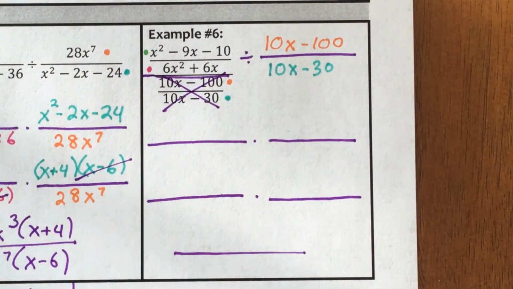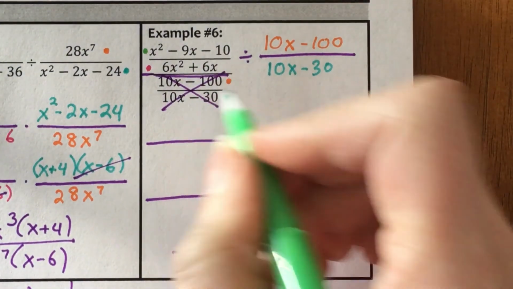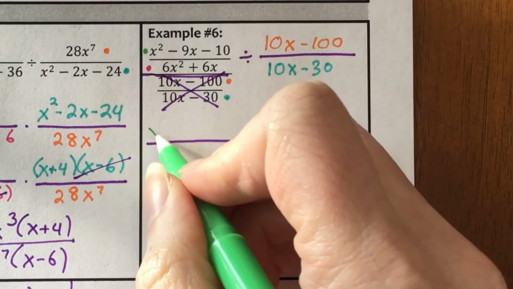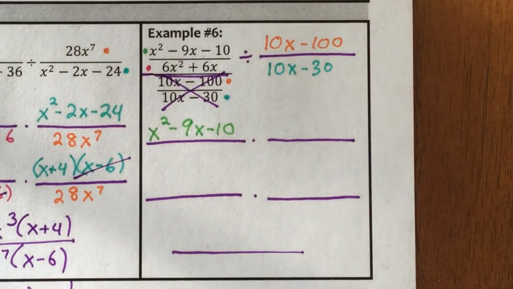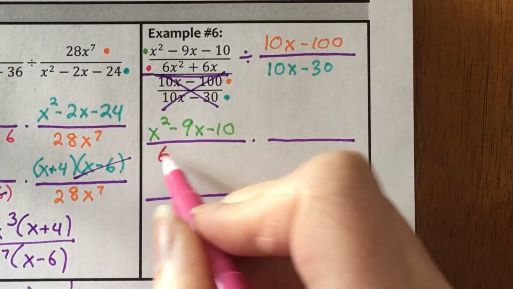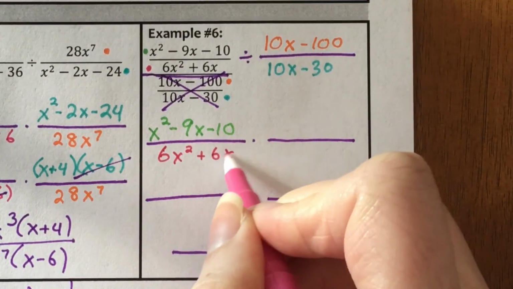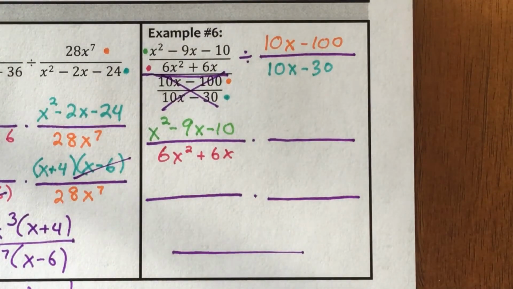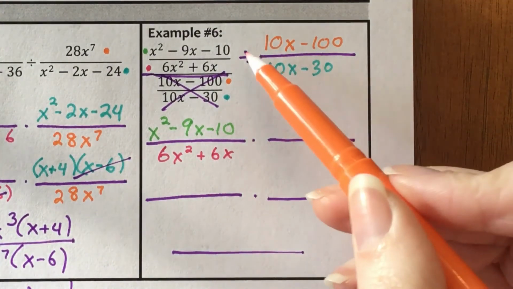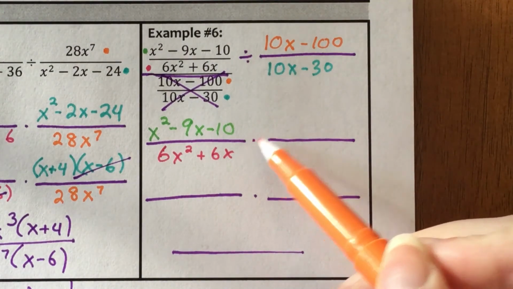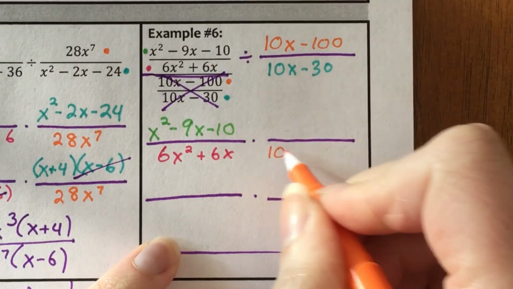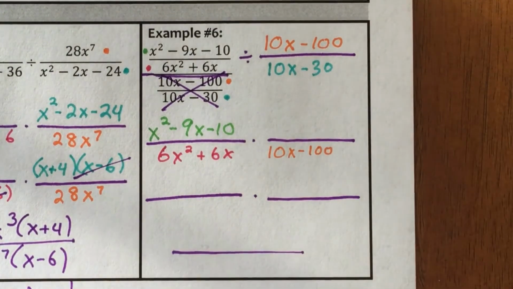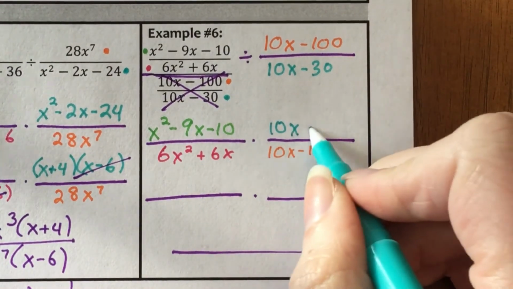Let's copy the first fraction like we've been doing in examples 4 and 5. Copy the first fraction, x squared minus 9x minus 10 over 6x squared plus 6x. Since it says division, we are changing it to multiplication, and we are flipping the second fraction. So orange moves to the bottom, 10x minus 100. Blue moves to the top, 10x minus 30.